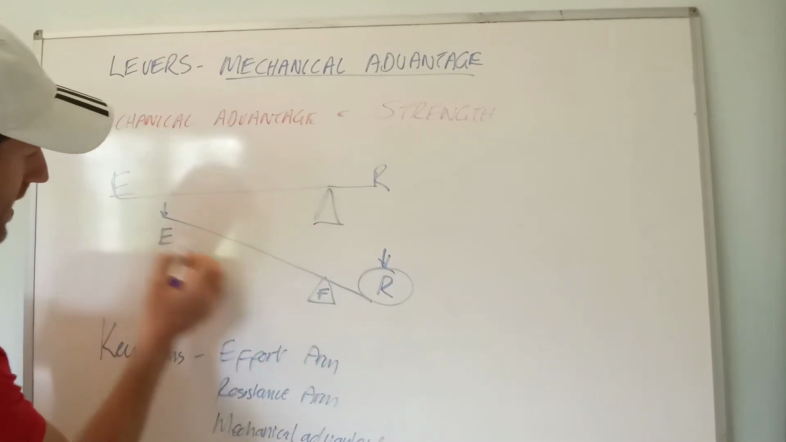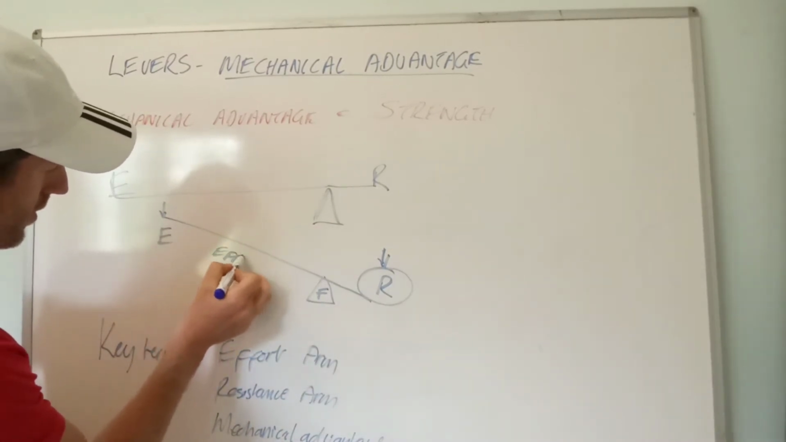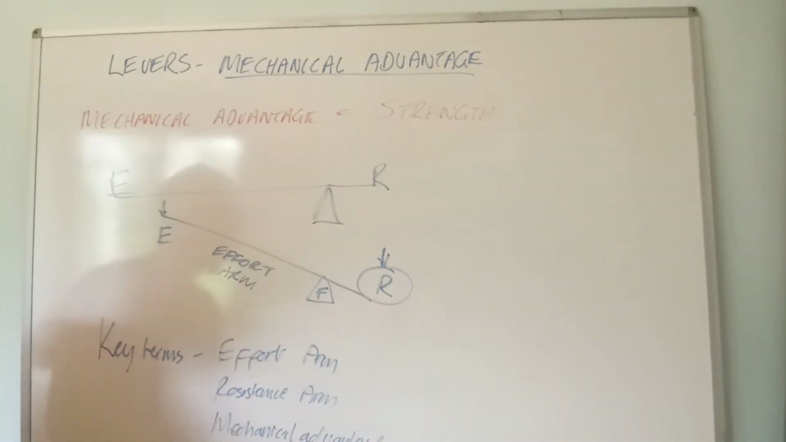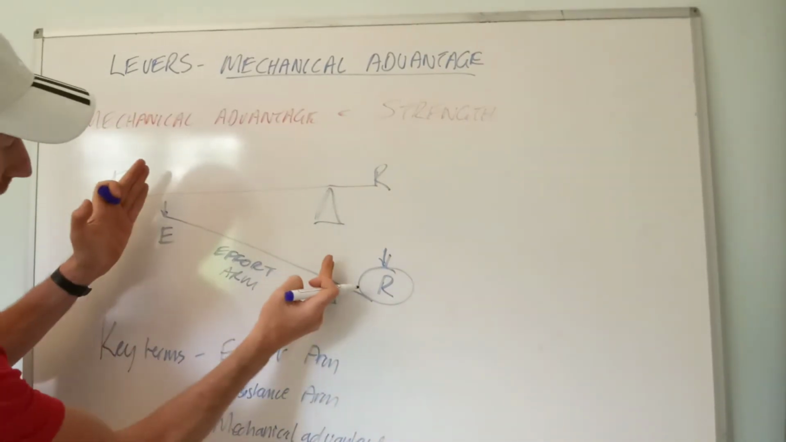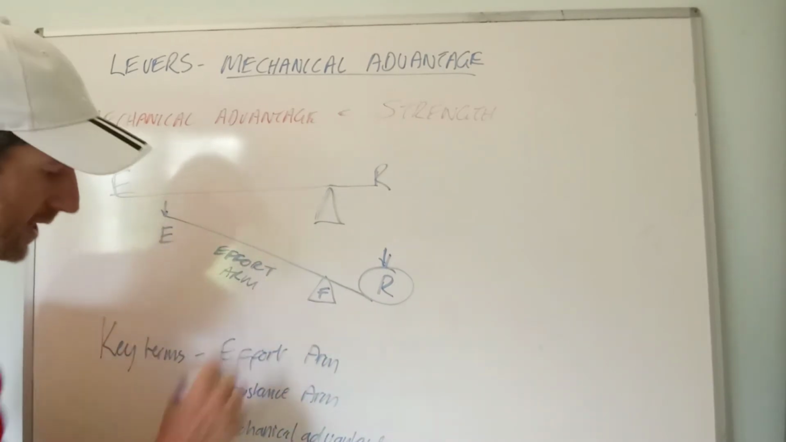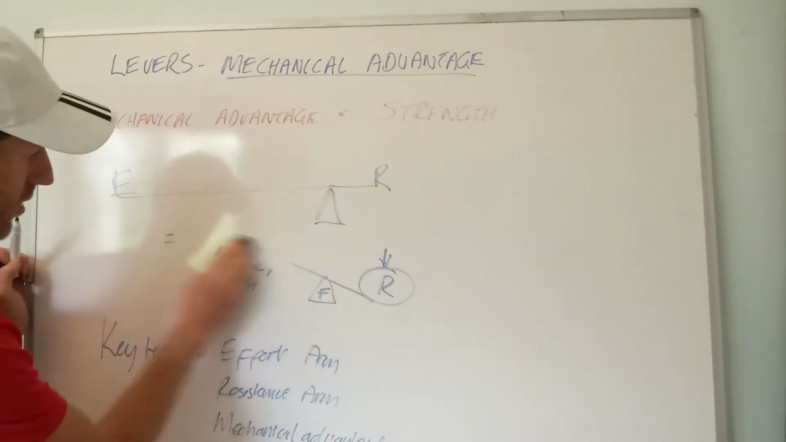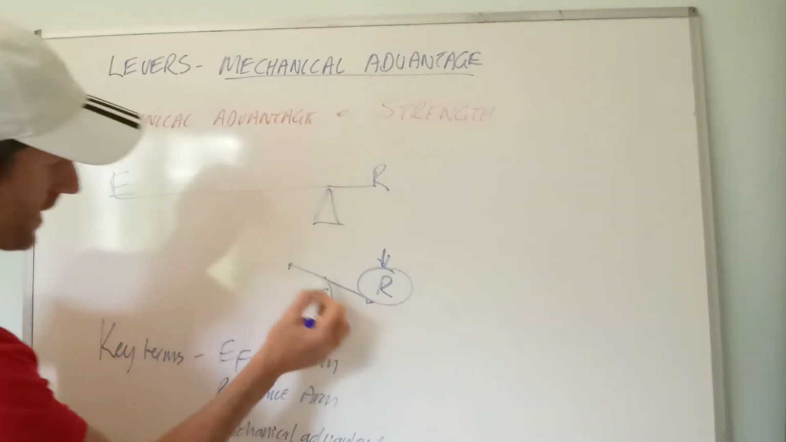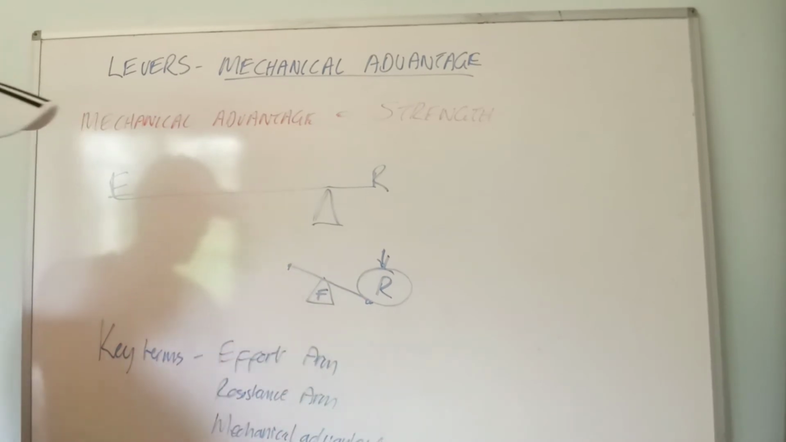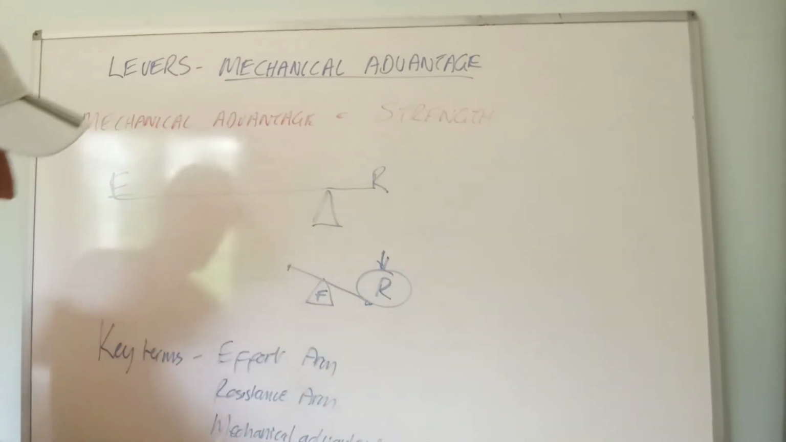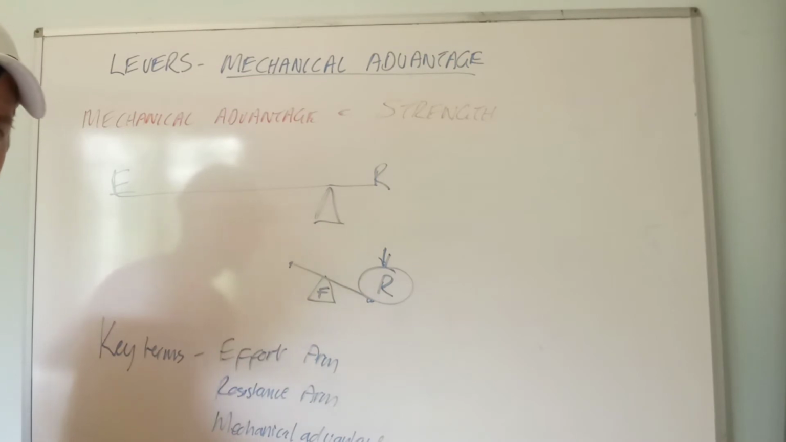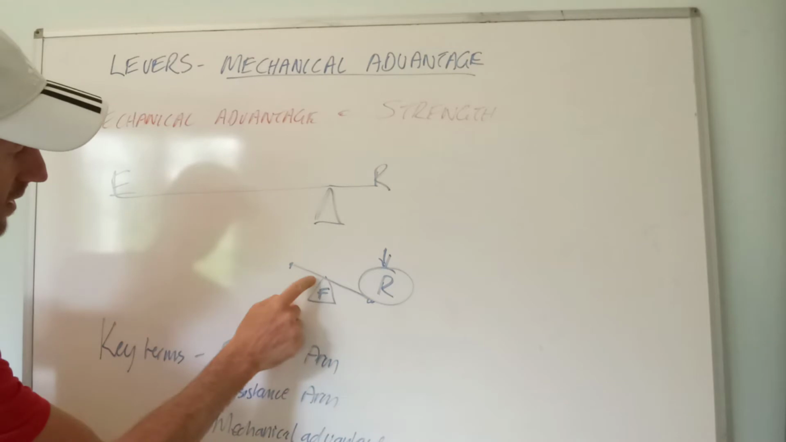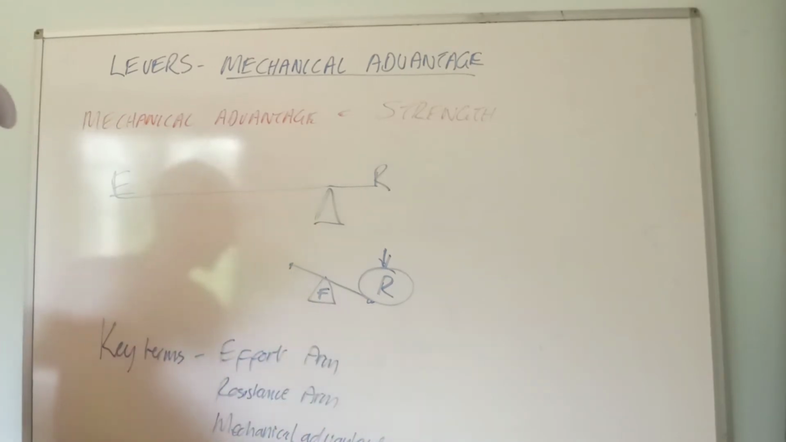If you have a longer effort arm, it's going to be easier to move that rock, because it has a mechanical advantage. If you only had a stick which was a lot shorter, which was the same length as the resistance arm, that wouldn't have a mechanical advantage. So that lever system wouldn't have an advantage. You need to lengthen the effort arm in order to gain more strength.